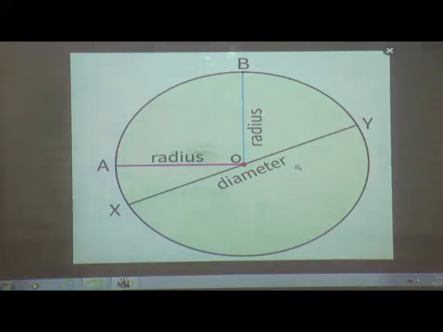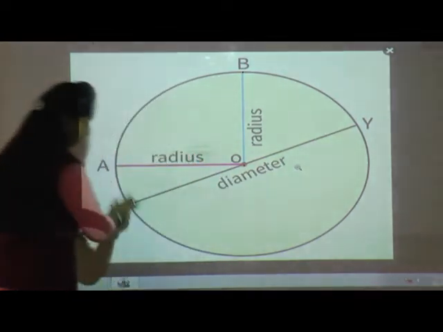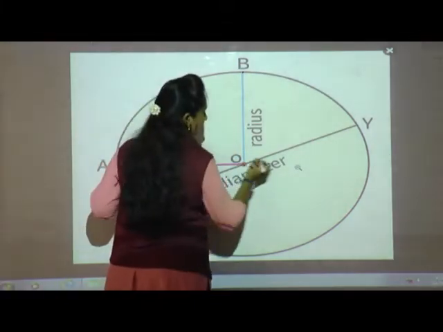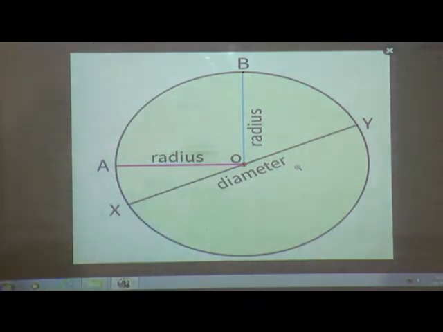I'll repeat again. A line segment passing through the center of the circle, whose end points lie on the circle. If we start from here, where it ends, it lies on the circle. So it is called the diameter of the circle. Got it? Yes. Next, measure the radius OA and the diameter XY of the circle.